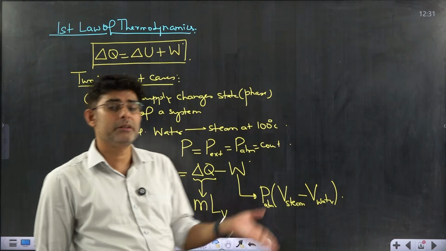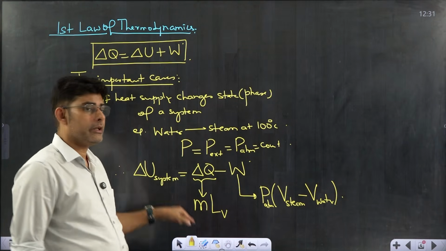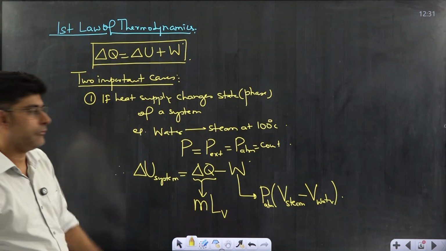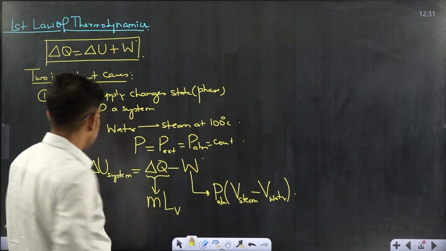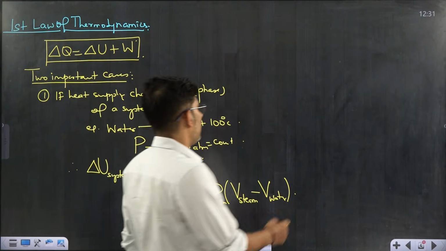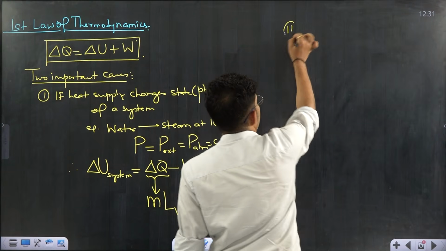If it is coming positive, means internal energy is increasing. If negative, internal energy is decreasing. So remember this very important case. So when we have change in phase or state, that time you will use in this way the change in internal energy. Don't use nCvΔT or f by 2 nRΔT.